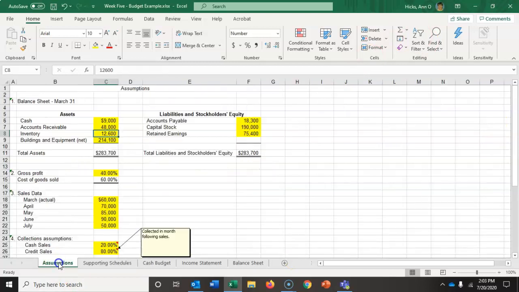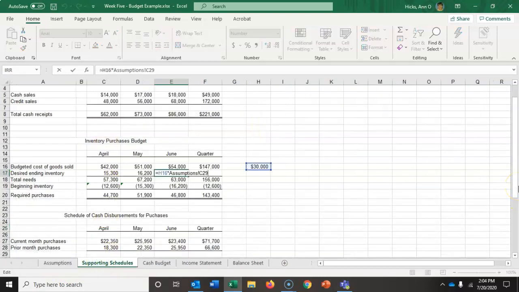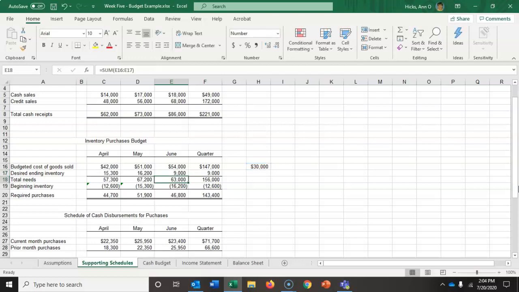Now, here is why in the assumptions I gave us budgeted sales for July, because we need to know what our sales are anticipated for July to know how much ending inventory we need at June. So I took the 50,000, this 30,000 right here is the 50,000 at 60%, and then I took 30% of that. We need at the end of June to have $9,000 worth of inventory on hand. And then we'll subtract our ending May inventory, which is our beginning June inventory, and we need to purchase $46,800.